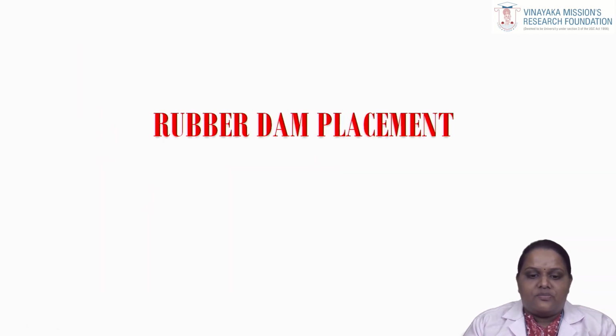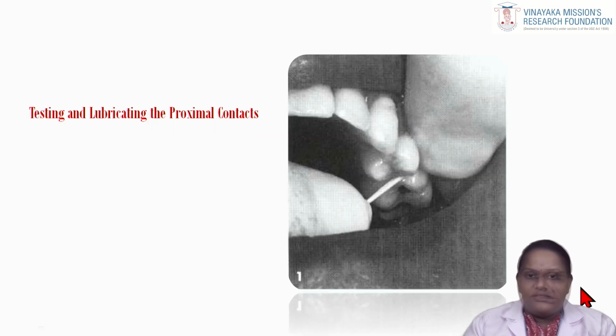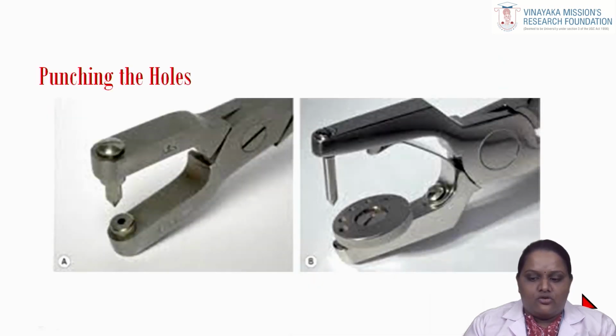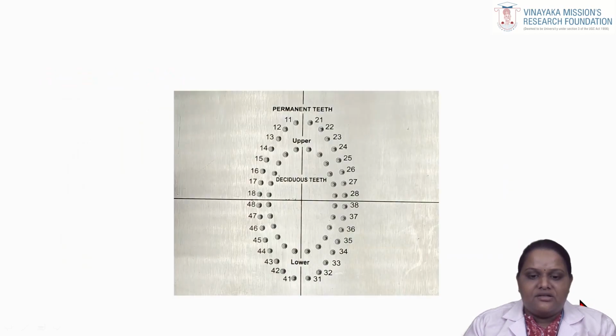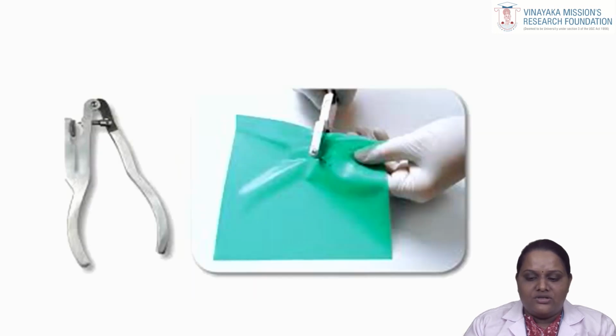So just going into the topic of rubber dam placement, this is a step-by-step picture. Testing and lubricating the proximal contacts for better placement of the rubber dam. Then punching the holes. This is a rubber dam template. The rubber dam sheet is placed over this template and the tooth which needs to be isolated is given a mark with the help of a marker pen, and with the help of the punch, a hole is punched in the same place that needs to be isolated.